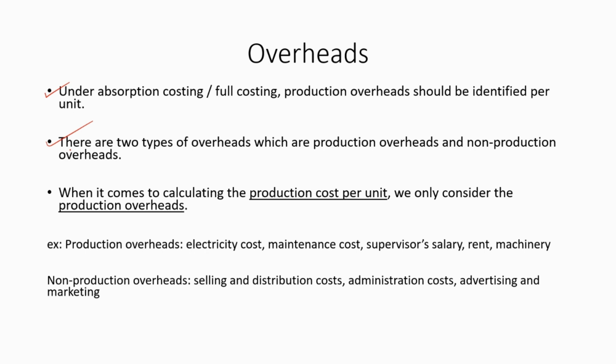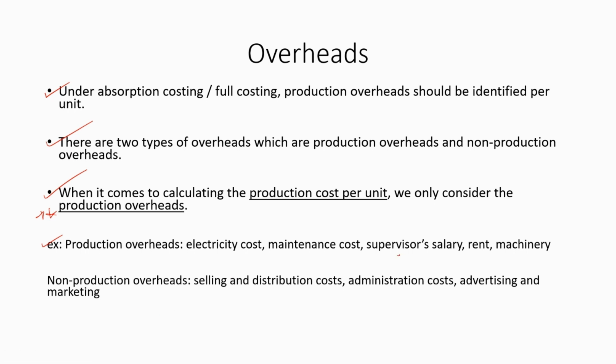There are two types of overheads, which are production overheads and non-production overheads. Now we already know this. When it comes to calculating the production cost per unit, we only consider the production overheads. We do not consider the non-production overheads. For example, production overheads: electricity cost, maintenance cost, supervisor's salary, rent, machinery.